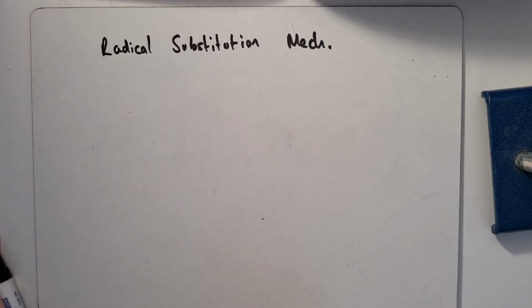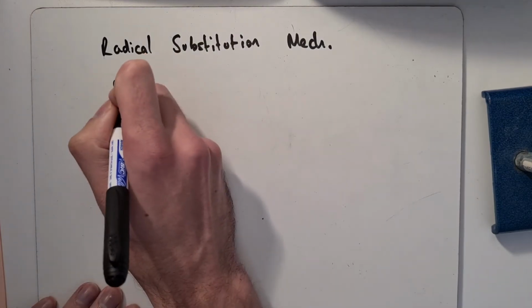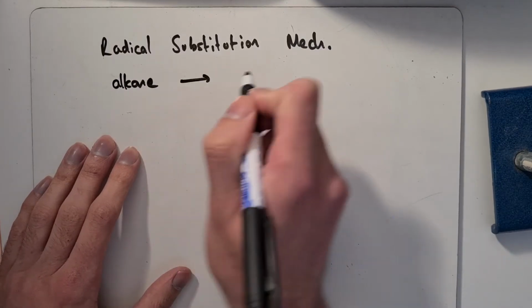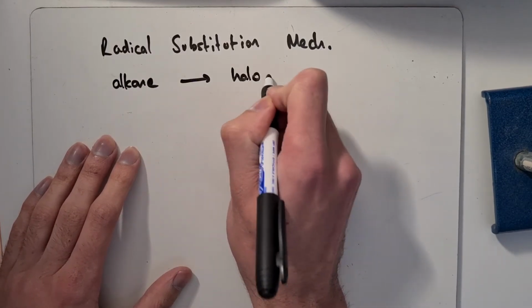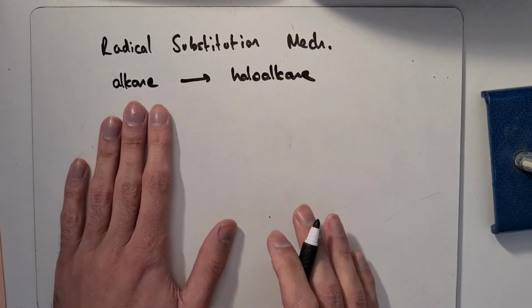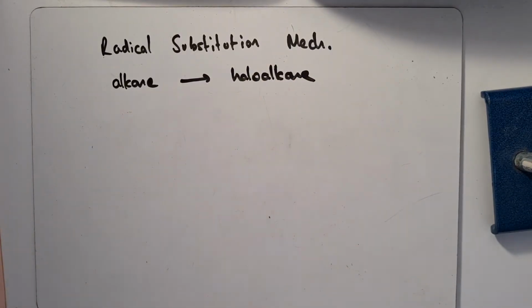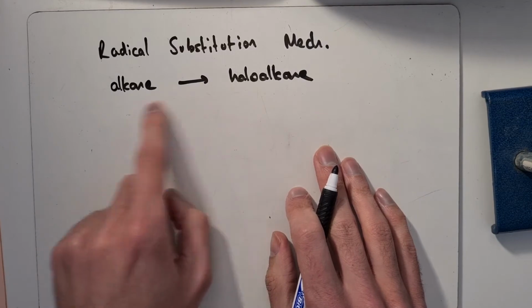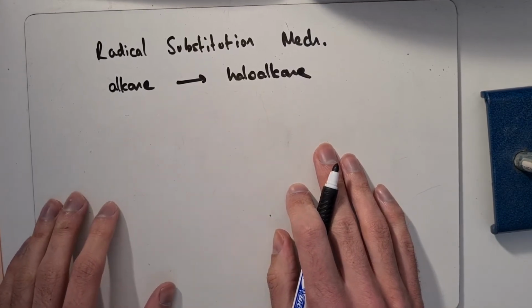And the purpose is to take an alkane, if you want to do this, and it's going to form a haloalkane. So alkanes are very unreactive, they don't generally go through many reactions. This is one way we can do it, which is take an alkane, turn it into a haloalkane.